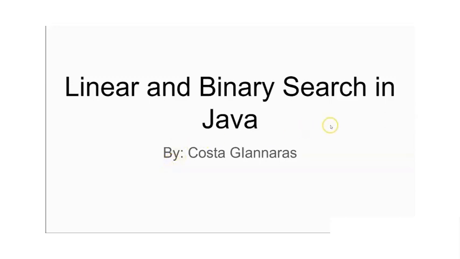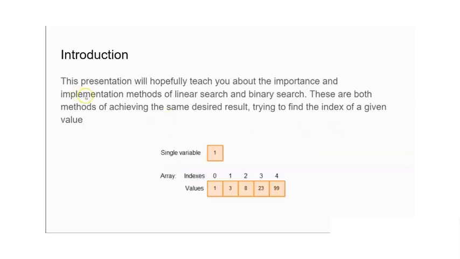Linear and binary search in Java. So, this presentation will hopefully teach you about the importance and implementation methods of linear search and binary search. These are both methods of achieving the same desired result, which is trying to find the index of a given value. So if our given value is 1 here, the index of it is 0.